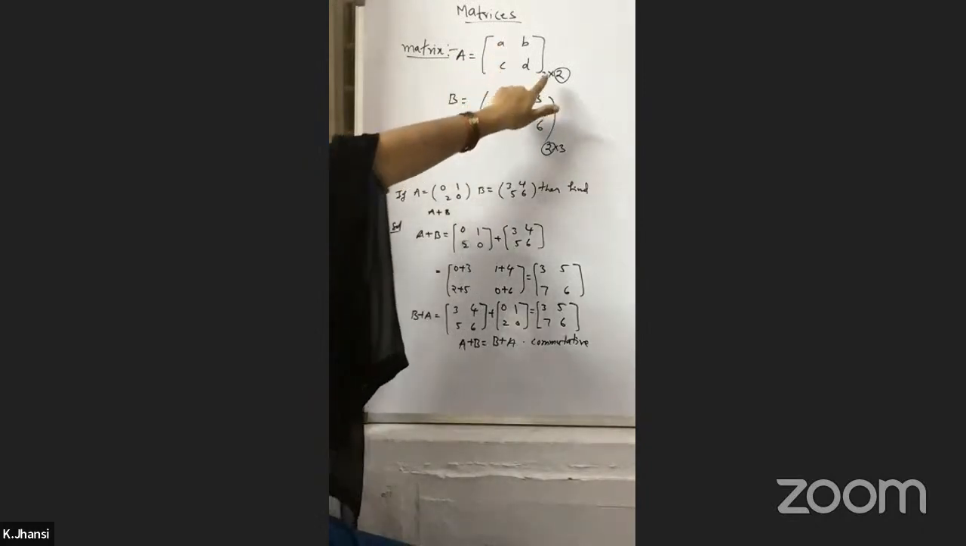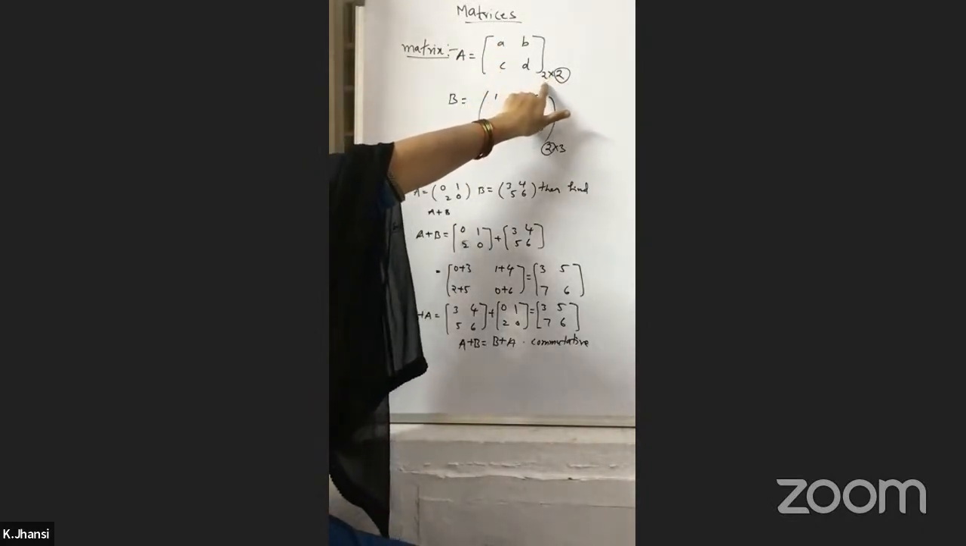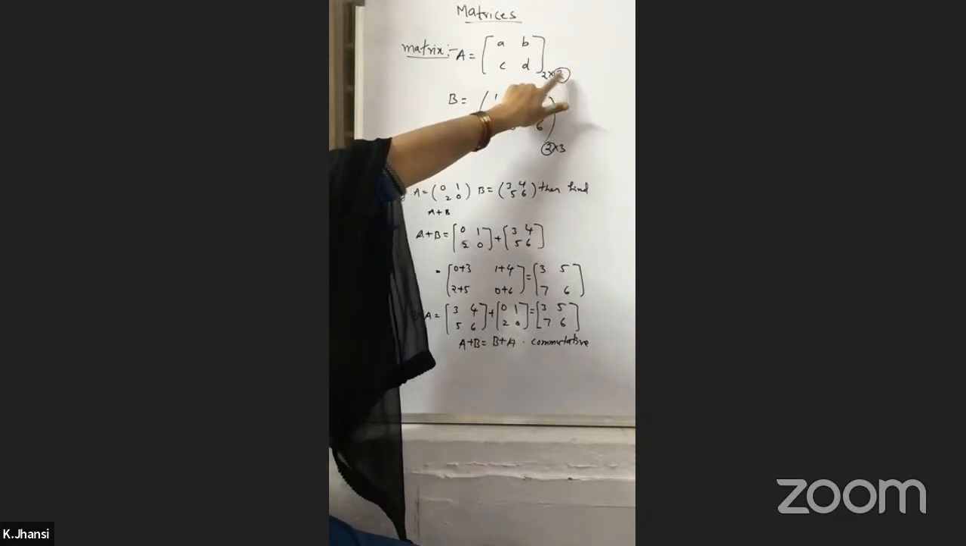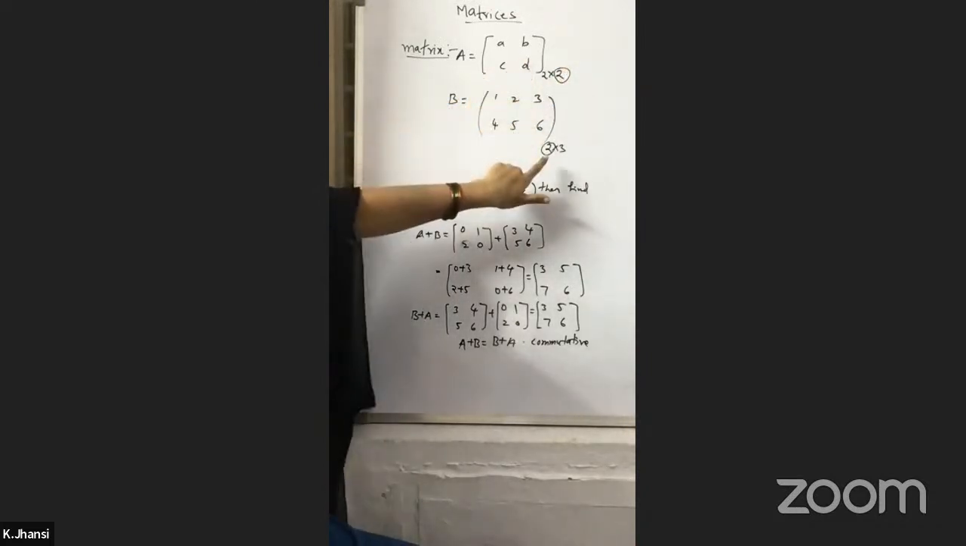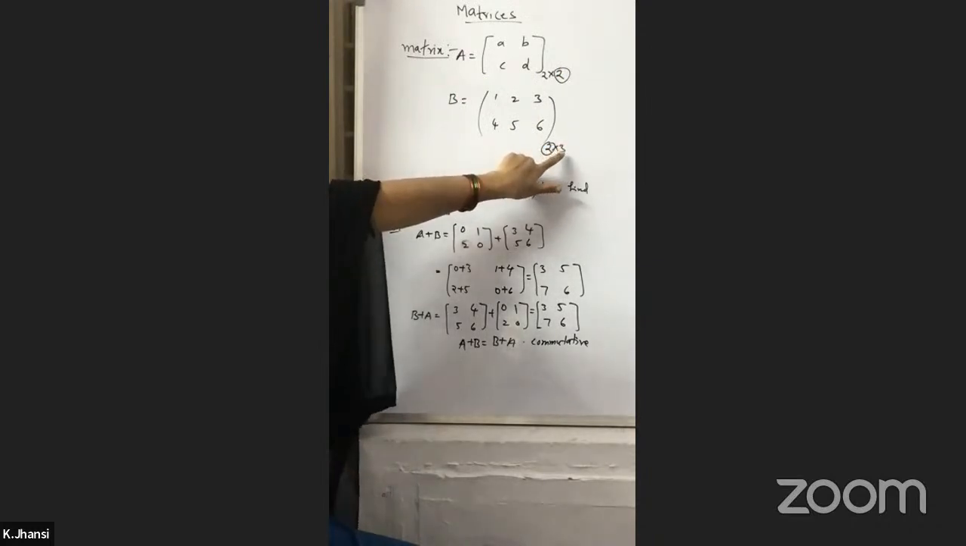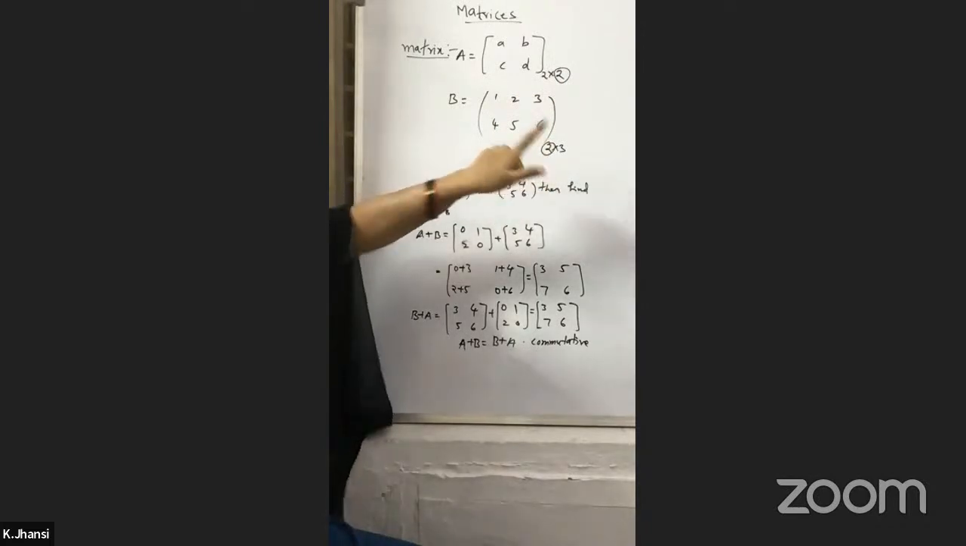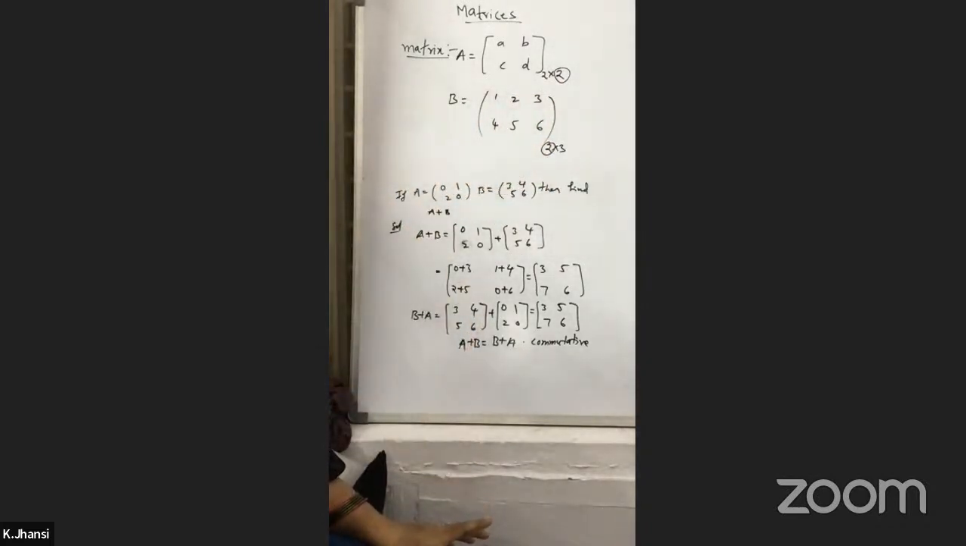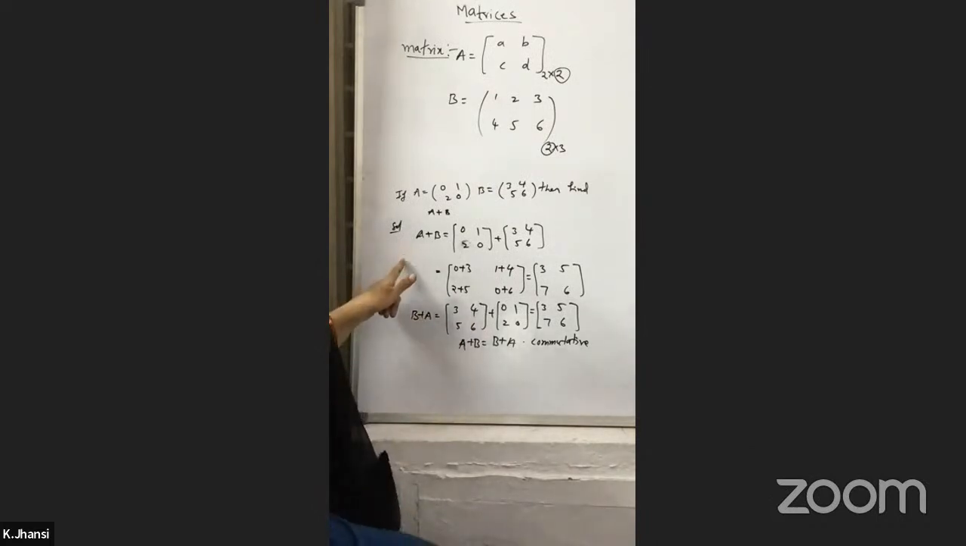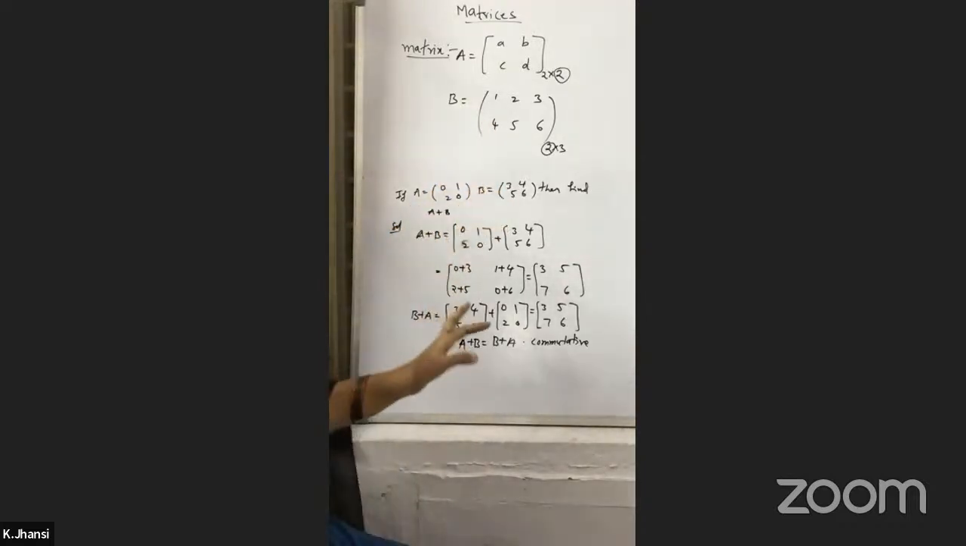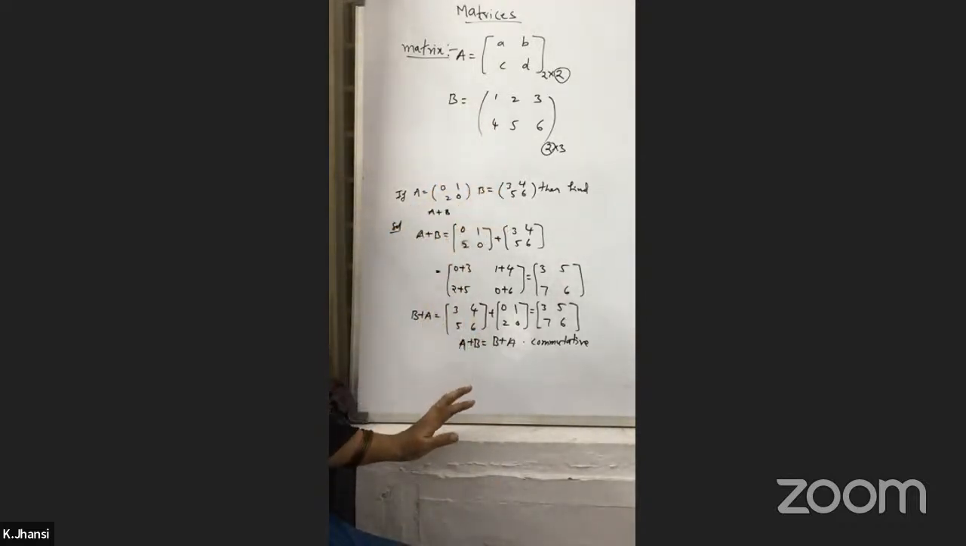And remember the condition: number of columns. This is row, this is column. So the number of columns in the first matrix should be equal to the number of rows. Here the number of rows is 2. So 2 and 2 are the same, which means we can do the multiplication of the matrices. Okay, so that is a very important one. Not only this problem, in many problems in any exercise, this condition is applicable. If that condition is not satisfied, then we can't multiply the two matrices.